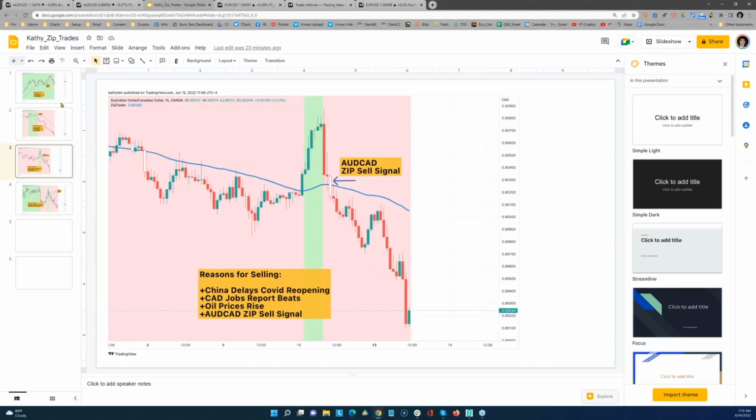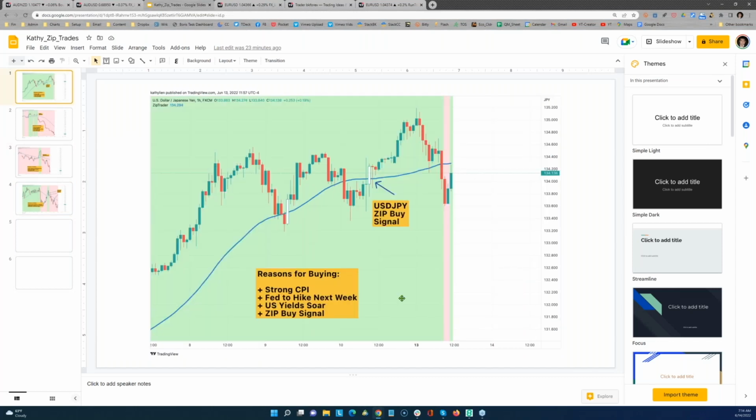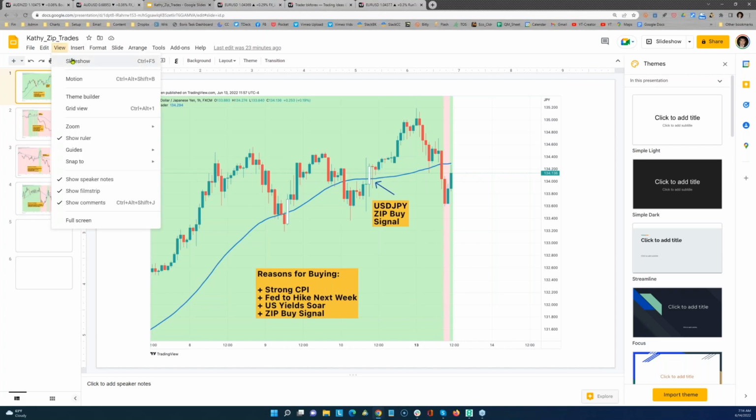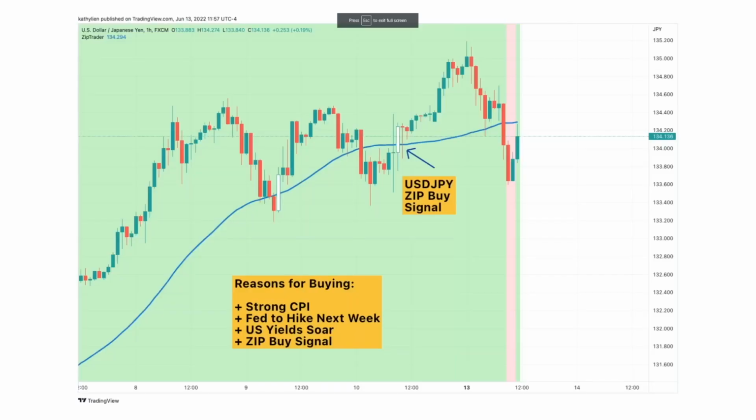But I just wanted to share with you a couple of examples that she shared with me for this presentation. Let me go to full screen view slideshow. Okay, so this is dollar yen, and again, this is obviously your positive dollars, your short yen. She's giving you all sorts of fundamental reasons that particular day, and I guess this must have been today or yesterday, where she was trading dollar yen.